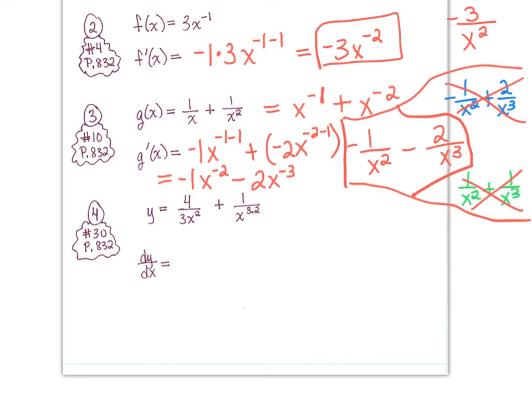All right, how should we rewrite this before we differentiate? How do we rewrite y? Yes. 4/3 x to the negative 2, good, plus x to the negative 3.2. Very good. So you have 4/3 x to the negative second plus x to the negative 3.2. You got it. So now when we differentiate, what do we do?